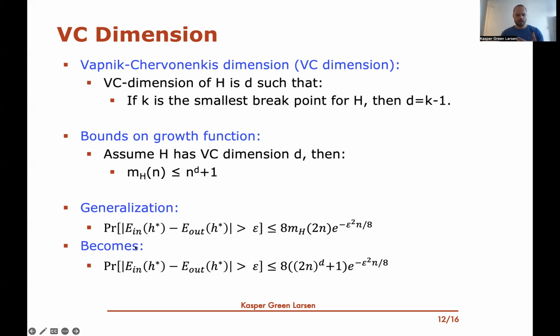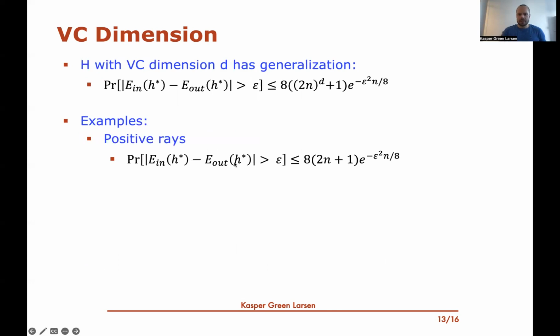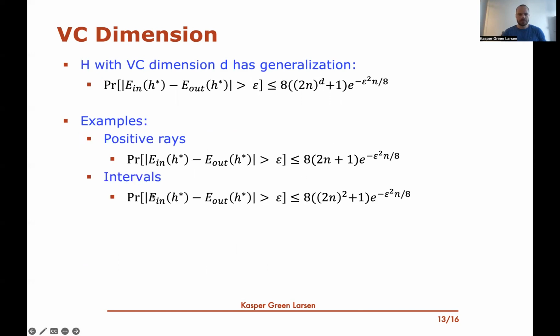So in particular, if I draw a random training data set, then the chance that the in-sample error and out-of-sample error of the hypothesis that my learning algorithm outputs are more than epsilon apart is no more than this expression here. There's an 8, 2n to the D plus 1, and then this e to the minus epsilon squared n over 8. So I immediately get a bound, right? I can just take my examples, with the positive rays, I know the VC dimension is 1, so I can just plug in 1 here, and I get a bound immediately. The intervals, the VC dimension was 2, so I can just plug that in here. And for convex sets, it's meaningless. I could also, if I took the axis-aligned rectangles in 2D, just plug in a 4 here.